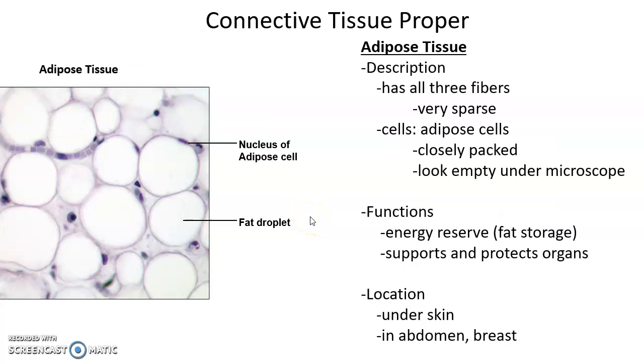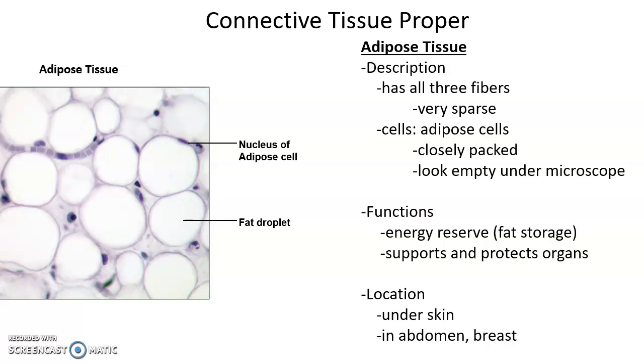Adipose tissue. Adipose tissue also has all three protein fibers, but they're very sparse, so you can't really see them in this slide. They have only one kind of cell, the adipose cells, which are closely packed together and look empty because inside is where we would find the lipids, the fatty material, and under a microscope that just doesn't really show up. So the function of adipose tissue is to act as an energy reserve, a place to store energy, store fat, and also it can support and protect organs.